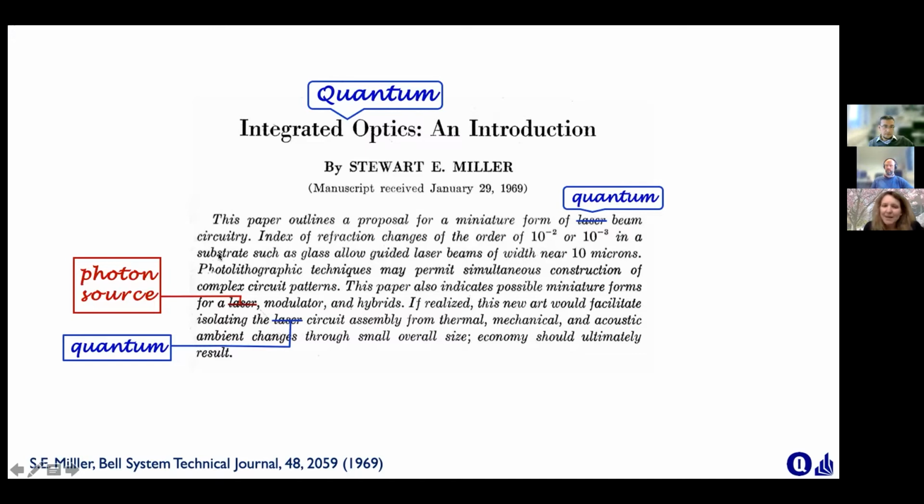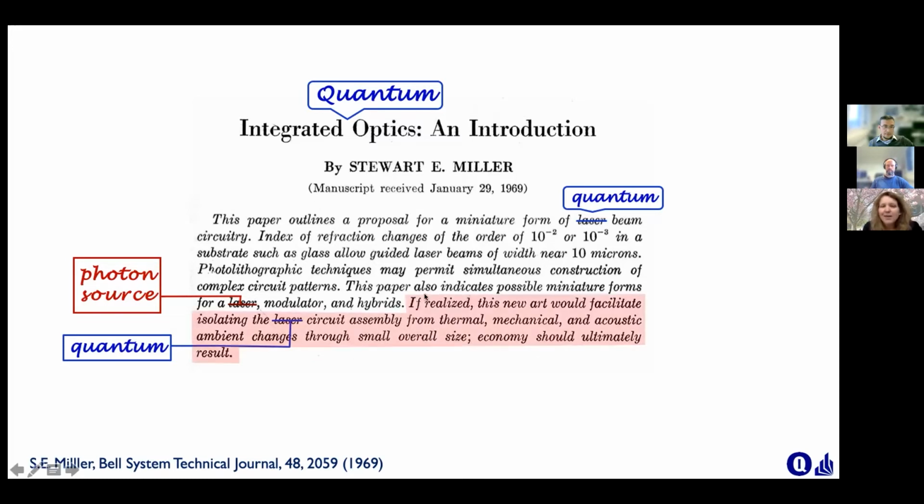Sometimes, unfortunately, I have to replace laser by photon source. I won't go into detail, but people working on single photon states, and I highlighted it already in the beginning, to have these single photon states is not trivial, but anyhow, this is still possible.